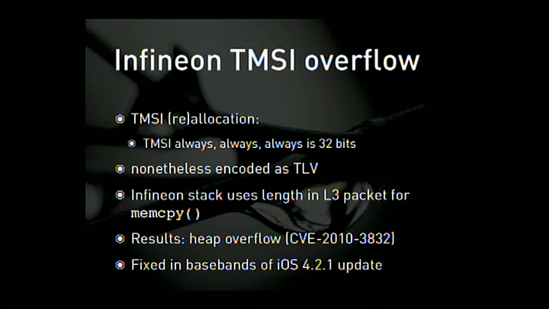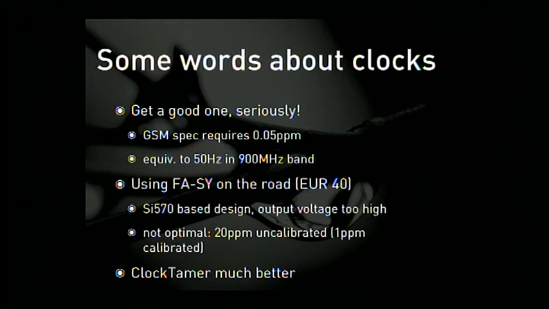I have a little demo, hopefully, for you now, but a word about clocks. If you do this, you should always get a good clock. I have had very many troubles because of this. The clock that's inside of the stock USRP is not good. First of all, it's a 64 megahertz clock, and in GSM, you need to derive the symbol rate from a 13 megahertz clock, and 64 and 13 don't have a common divisor greater than one.